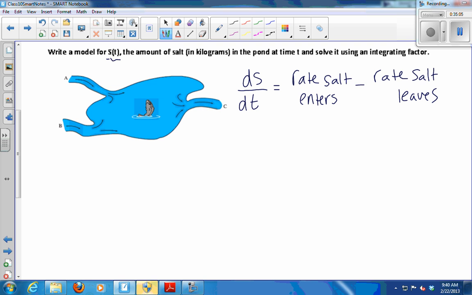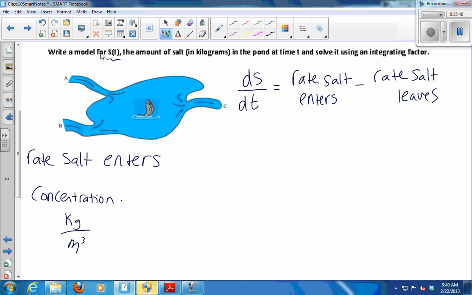And then we have to calculate each of these separately. I'm going to do a little work on the side to figure out what these expressions should be. So the rate that salt enters: to get a rate, we're going to do concentration times speed. Concentration, which we would measure in kilograms per cubic meter, times the speed that the water is coming in, which is measured in cubic meters per day. So then, this is kilograms of salt, right? My cubic meters are going to cancel, and I'm going to end up with the rate that salt enters in kilograms of salt per day.